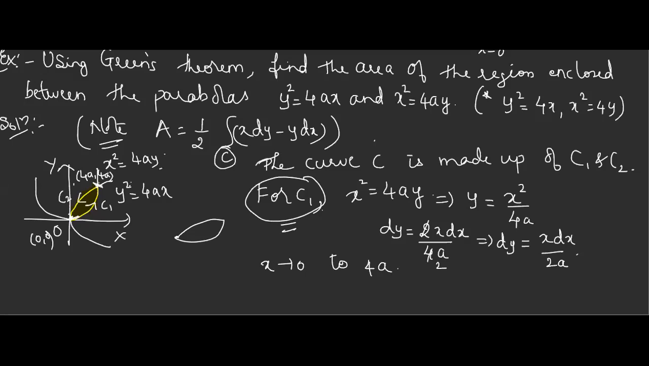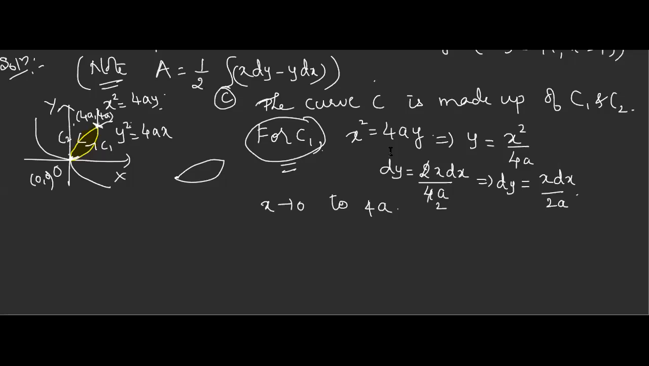Similarly, now take C2 and convert everything in terms of y. I'll tell you how to do it. Now, for C2, just observe only C2. C2 is from this point of intersection till origin. Now, C2 is on which parabola? Just better you draw the line. I think you are getting confused. This curve is y square is 4ax, correct? For C2, y square is 4ax.